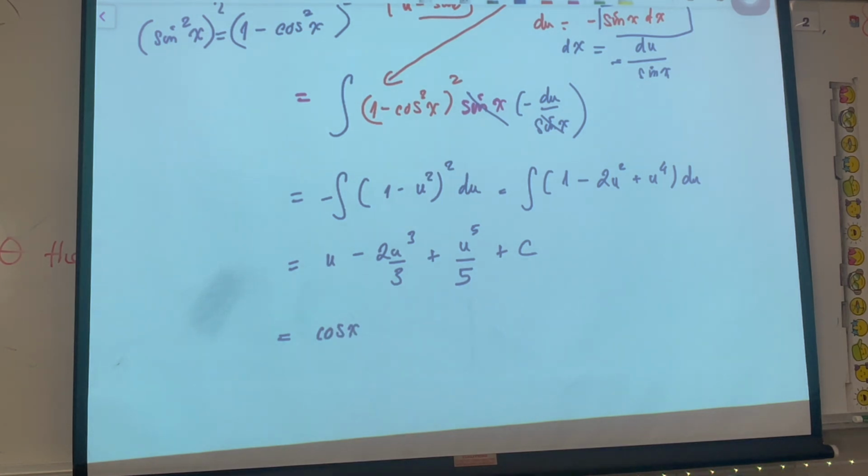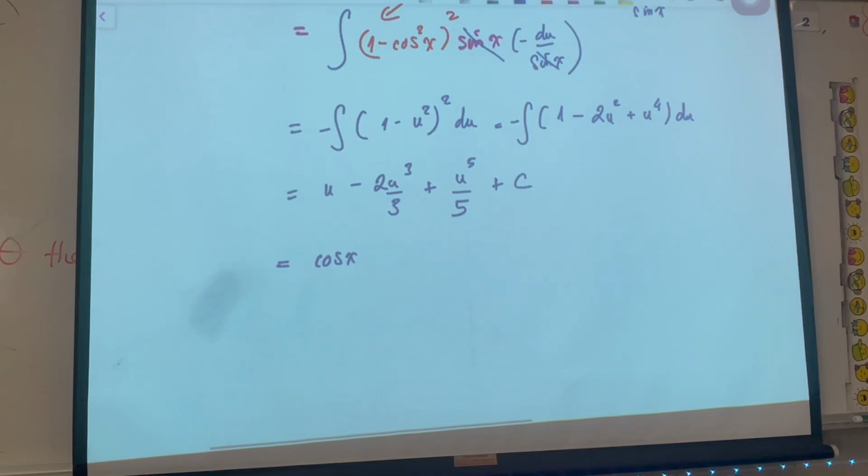Oh yeah, even me, it might be stuck. It's very tricky, you need to be careful. So I need to change this one to net. So minus cosine plus 2 cosine over 3 minus cosine 5 over 5 plus c.